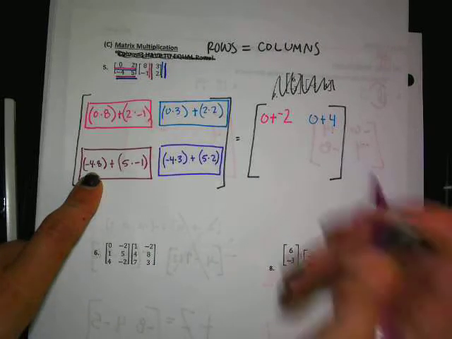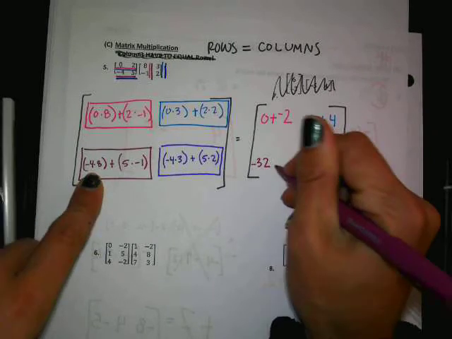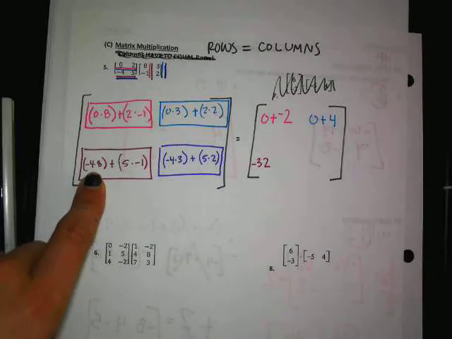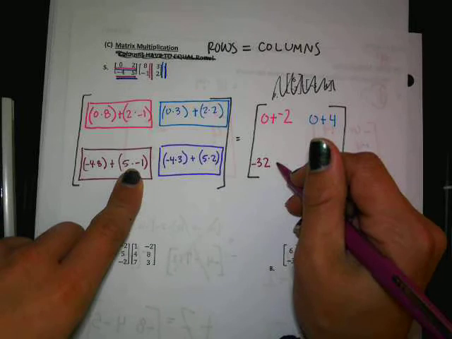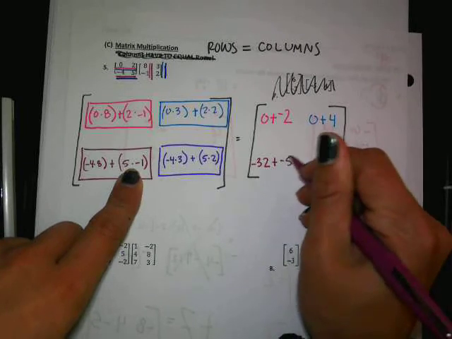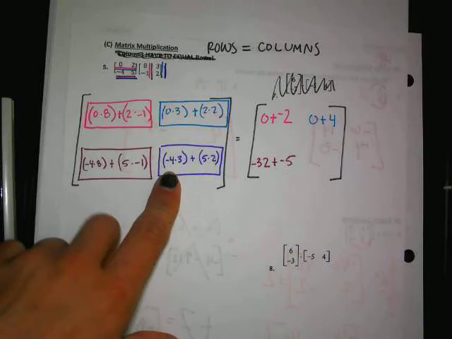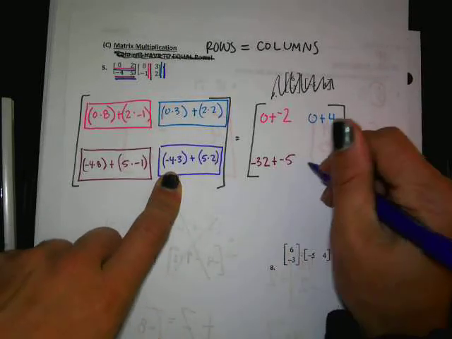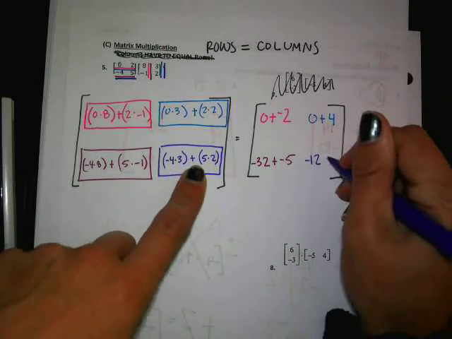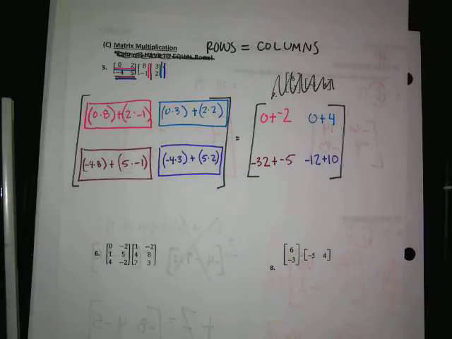Negative 4 times 8? No, negative 32. Okay. And then what's 5 times negative 1? And then what's negative 4 times 3? And what's 5 times 2? Okay. Almost done.